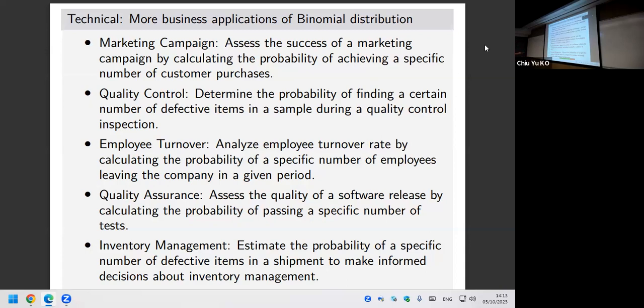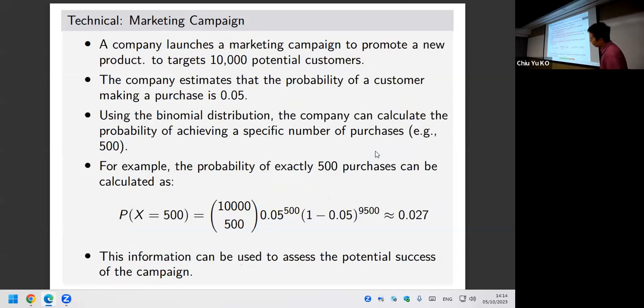And say quality control, you want to see how likely you are to find a defective product, or you want to calculate, as an HR, the probability of turnover, and you can guess how many people you need to hire, right? And you want to calculate the reliability of your software, and also the inventory management we just saw, right? The spicy food case is actually inventory management. Okay. Now I quickly go into some examples there.